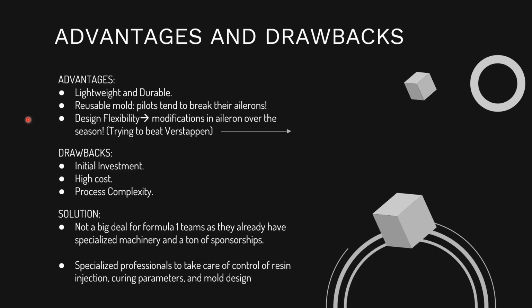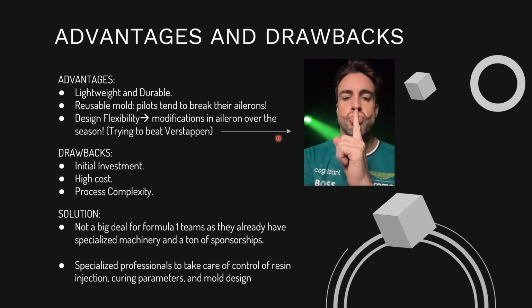The advantage of this process and carbon fiber is that carbon fiber is lightweight and durable. Then the reusable mold is crucial because pilots tend to break their ailerons a lot in the races or in the qualifications. Then we have also the design flexibility. We need to be able to modify slightly the aileron over the season. In this case, to try to beat Max Verstappen. However, we have Fernando Alonso, who will be able to do it this year.